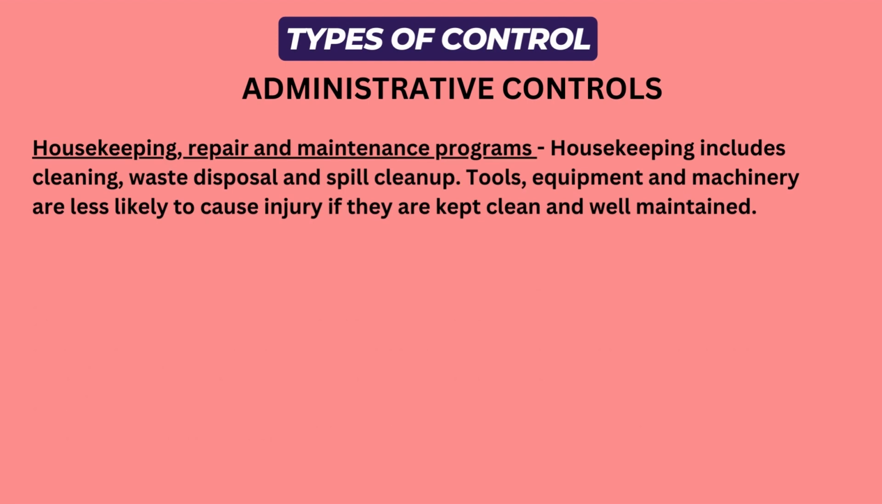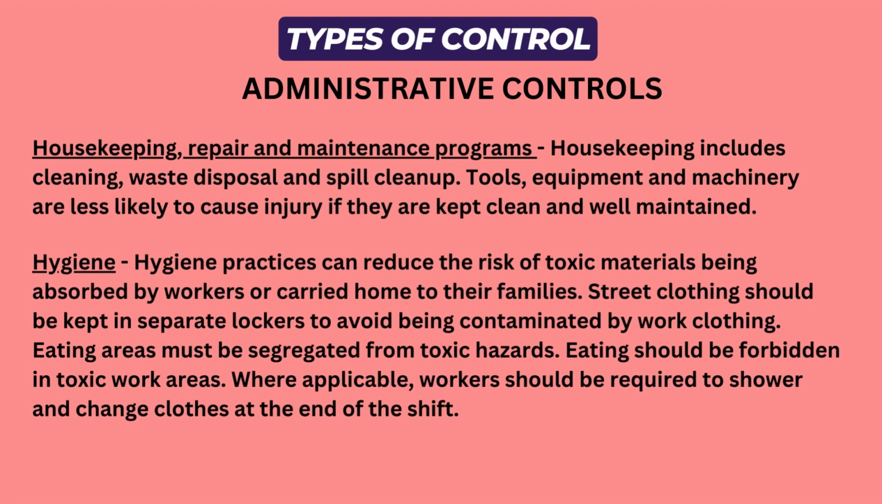The next important thing is hygiene. Hygiene practices can reduce the risk of toxic materials being absorbed by workers or carried home to their families. Street clothing should be kept in separate lockers to avoid being contaminated by work clothing. Eating areas must be segregated from toxic hazards. Eating should be forbidden in toxic workplace. Where applicable, workers should be required to shower and change clothes at the end of shift.